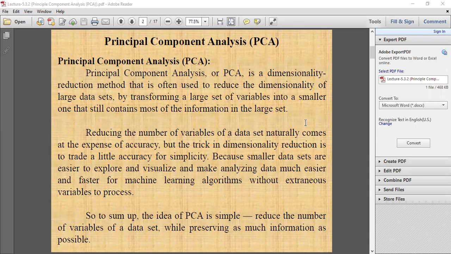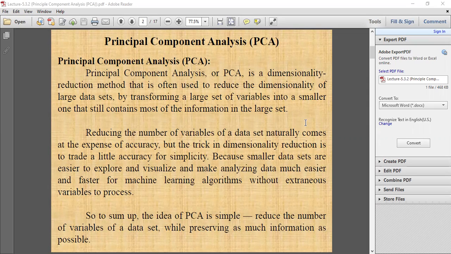But the trick in dimensionality reduction is to trade a little accuracy for simplicity, because smaller data sets are easier to explore and visualize, and make analyzing data much easier and faster for machine learning algorithms, without extraneous variables to process. So to sum up, the idea of PCA is simple: reduce the number of variables of a data set while preserving as much information as possible.